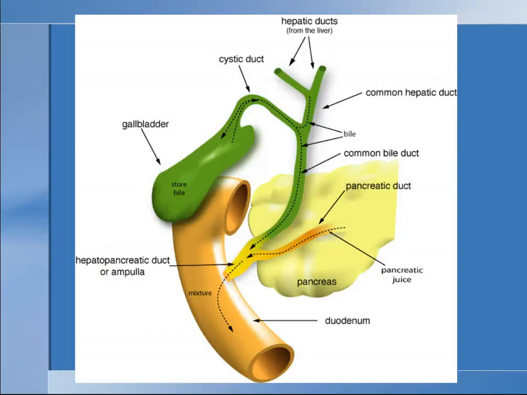Okay, then here's just the picture overall. So the liver would be up here. Right? And then you have these hepatic ducts which carry all of the digestive juices. There's the pancreas with the pancreatic duct, and then the cystic duct comes from the gallbladder.